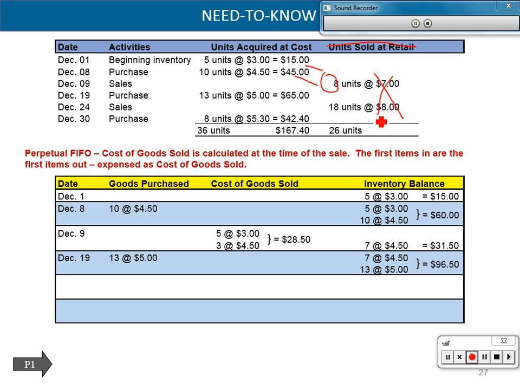So 13 plus 7 units. To wrap up this one, December 24th, we sold 18 units. So where do we pull from? We're gonna pull the remaining. Pull from the 7 at $4.50, and then do what? Where's 18 units at? It says it up here, December 24th, sold 18 units.